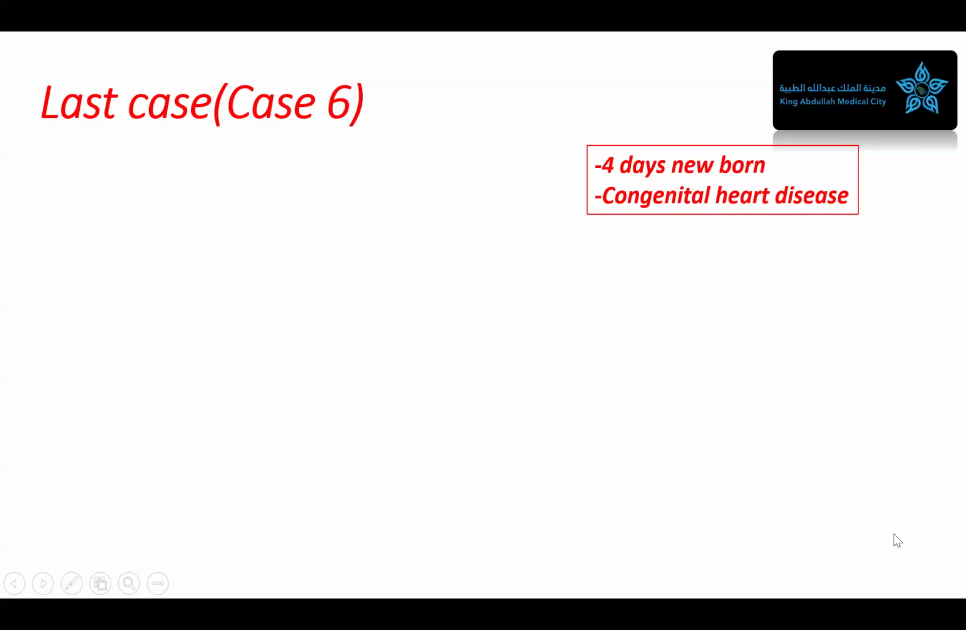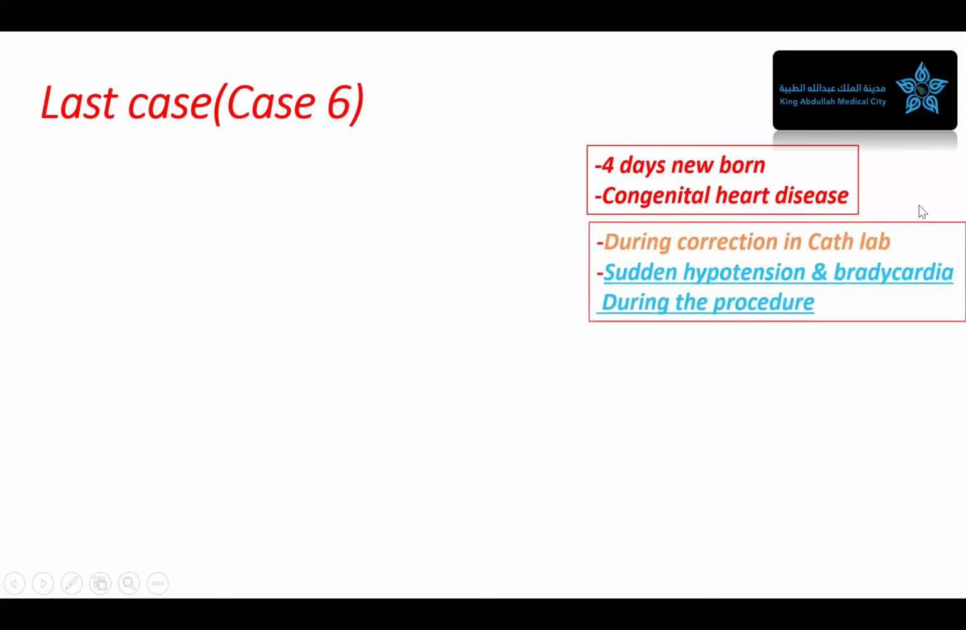Last case. The last case is a 4-day-old newborn with congenital heart disease. During cath lab correction of his or her disease, there was sudden hypotension and bradycardia during the procedure. The operator said give more inotrope.